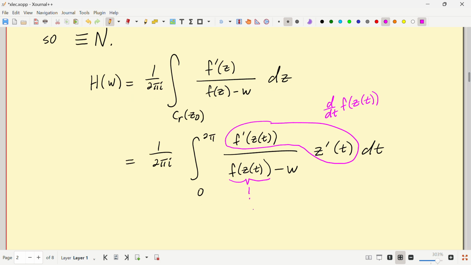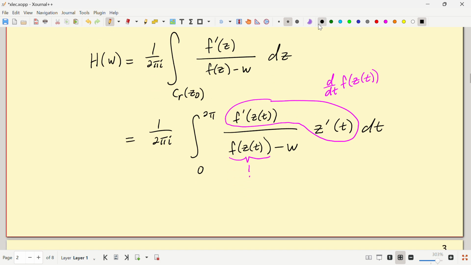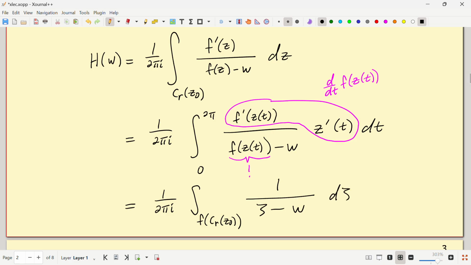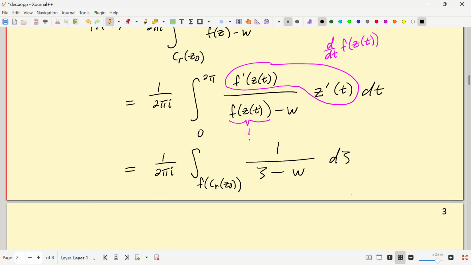And so we see, aha, that's how we would parameterize the other curve. So that's 1 over 2 pi, the integral around f of c of r of z naught. And let's see, that top thing is just the d by dt of the parameterization. So that's 1 over zeta minus w d zeta. That's a famous thing. That's called the index of that curve.